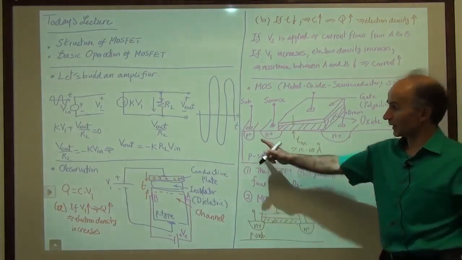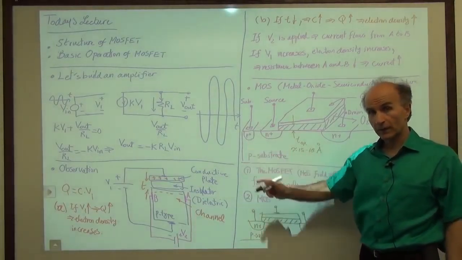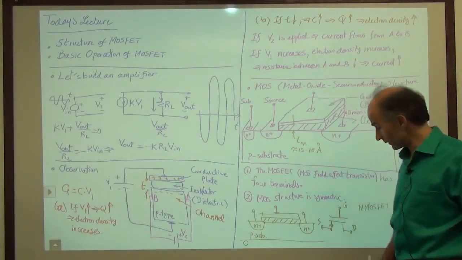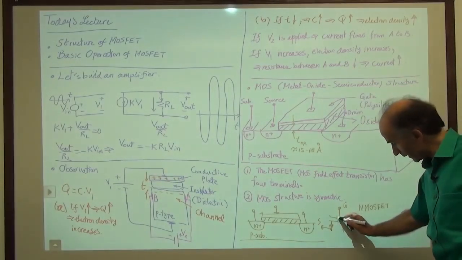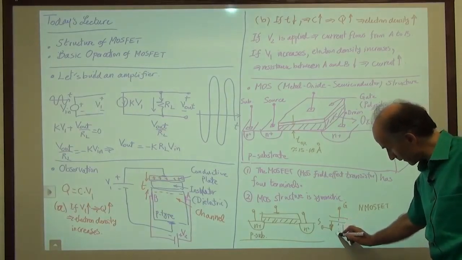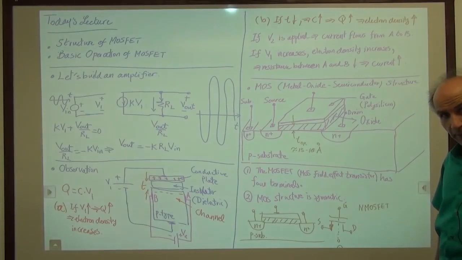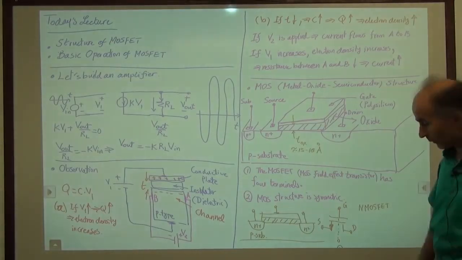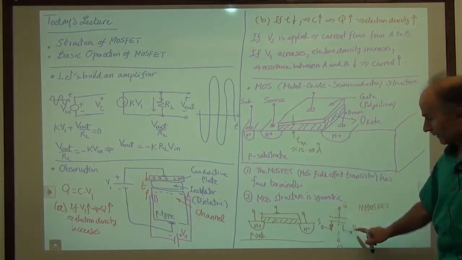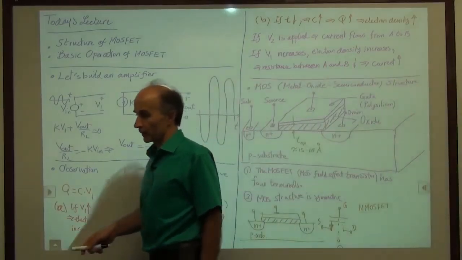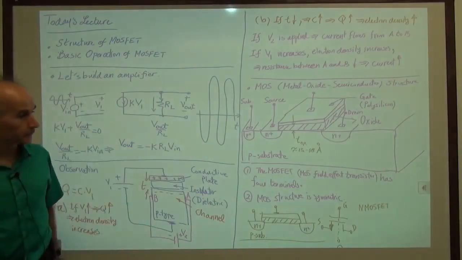What happened to the substrate connection? I didn't show it. If we insist on showing it because in some cases it might be important, then typically we draw a dashed line like so, and that becomes the substrate connection. But in most cases in this course we will not draw this. We just have these three terminals. Alright, so that is the structure of the MOSFET and its symbol.